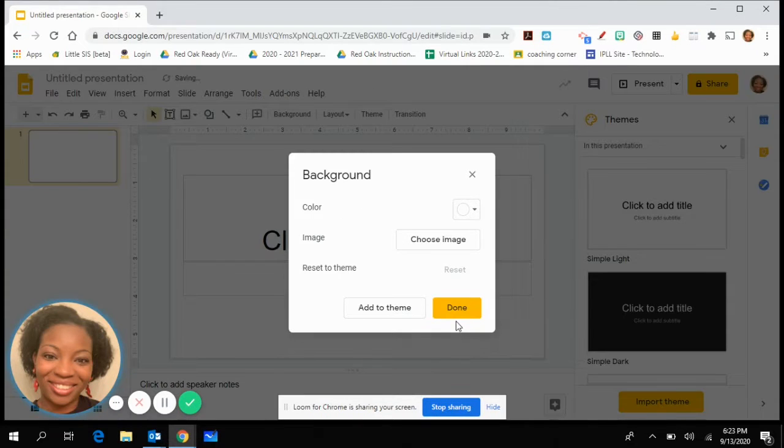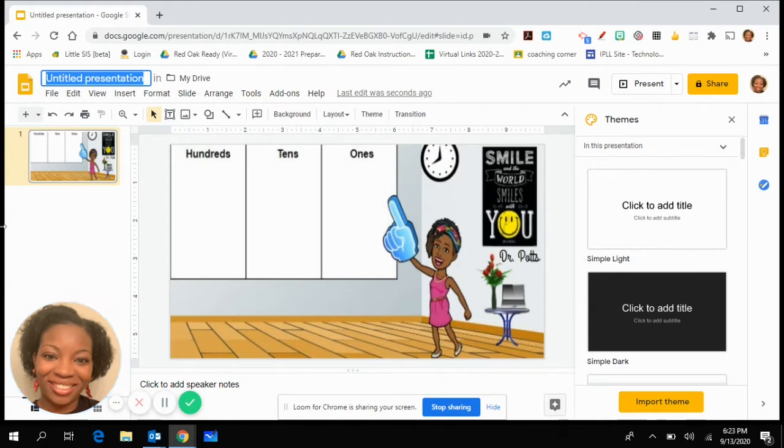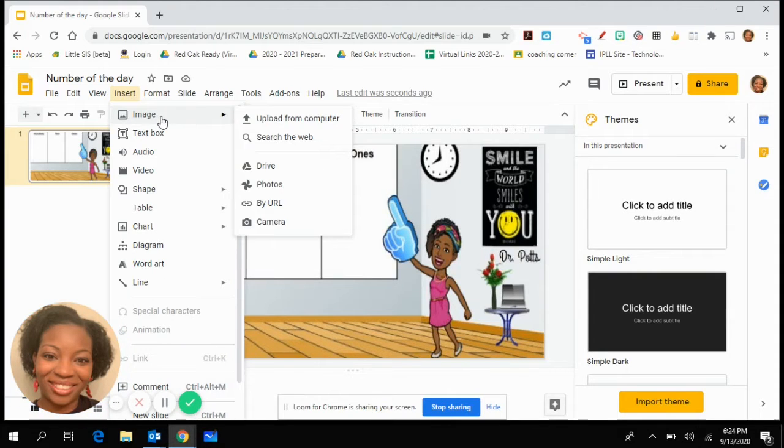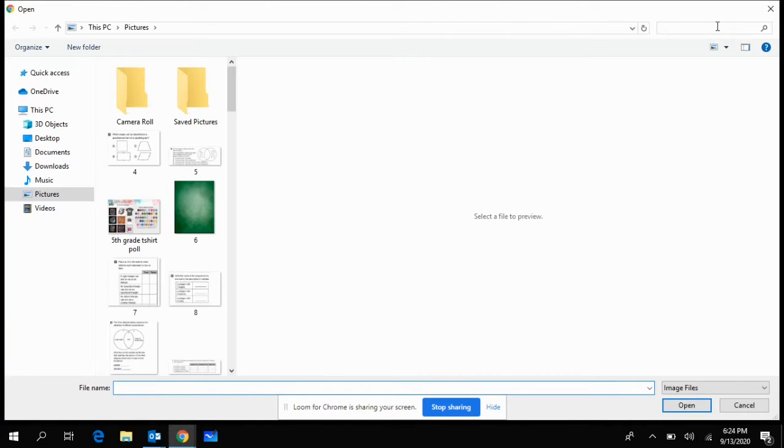And as you can see, the first thing that I did was I put my backdrop in there so that students cannot move anything in that background. And what I'm going to do is call it number of the day. Essentially, all I have to do here is my template, insert, image. I'm going to upload from my computer because I already have them saved.